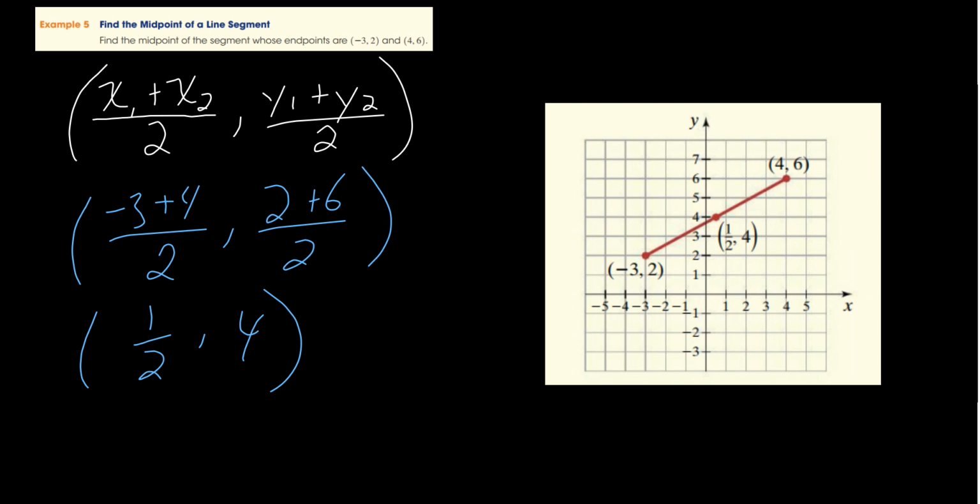Now, it doesn't matter which point you use first and which one you use second. If we were to say 4 minus 3, well, that's 1, and then we still get 1/2. And 6 plus 2 is 8, and 8 divided by 2 is 4. So it doesn't matter which numbers you put first and which you put second. You just add the x's and you add the y's, and then divide by 2 for both.